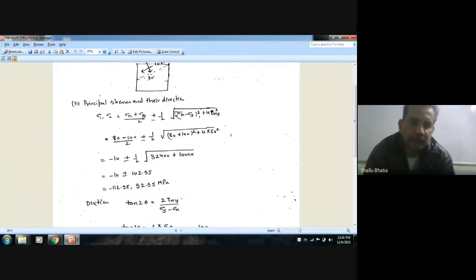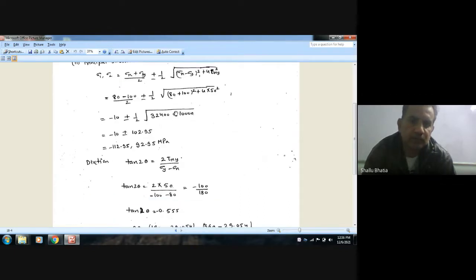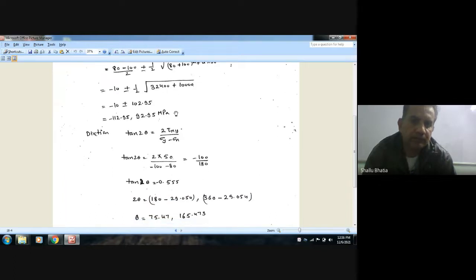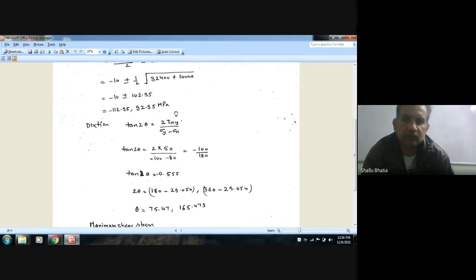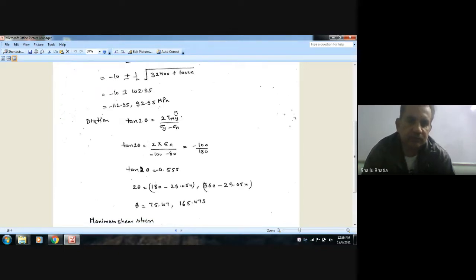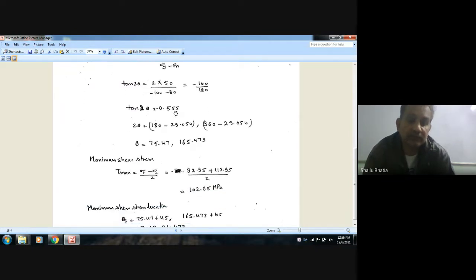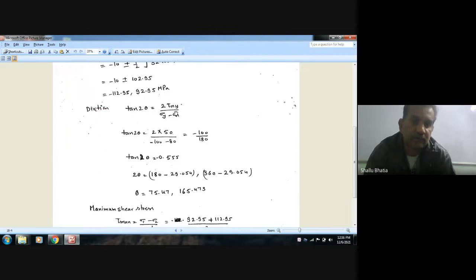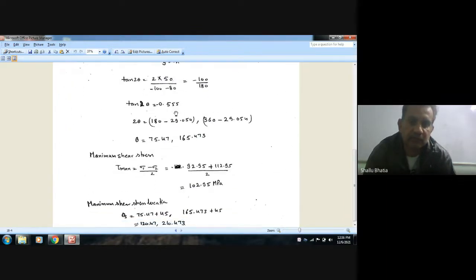Now we have the formula for principal stress: sigma 1, sigma 2 is equal to (sigma x plus sigma y) by 2 plus minus 1 by 2 square root of (sigma x minus sigma y) squared plus 4 tau xy squared. Put the values and you can get the principal stresses. We also have the formula for direction: tan 2 theta is equal to 2 tau xy divided by (sigma y minus sigma x). Put the values and we can get theta. Now the maximum shear stress is (sigma 1 minus sigma 2) by 2. We have found sigma 1 and sigma 2, so we can get tau max.